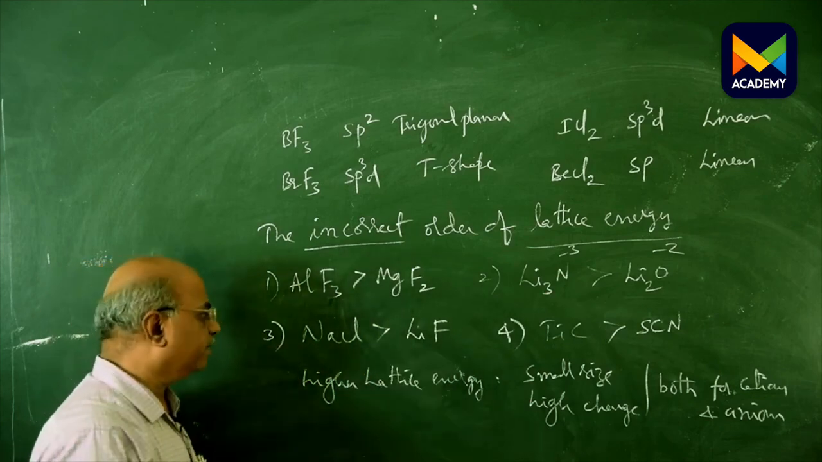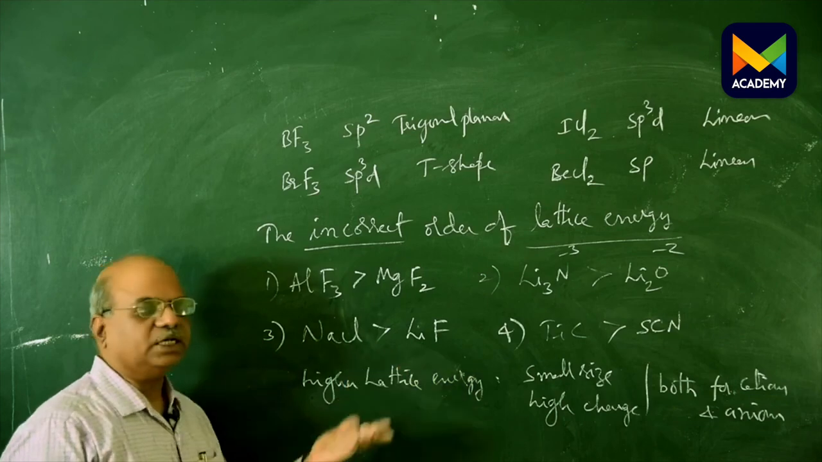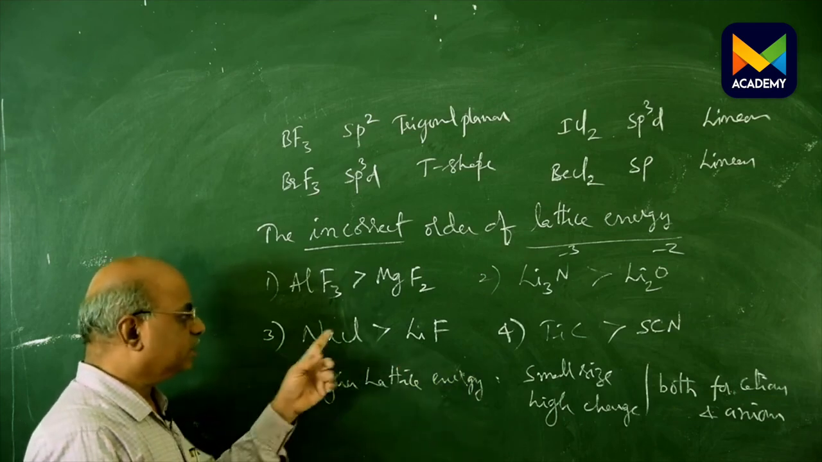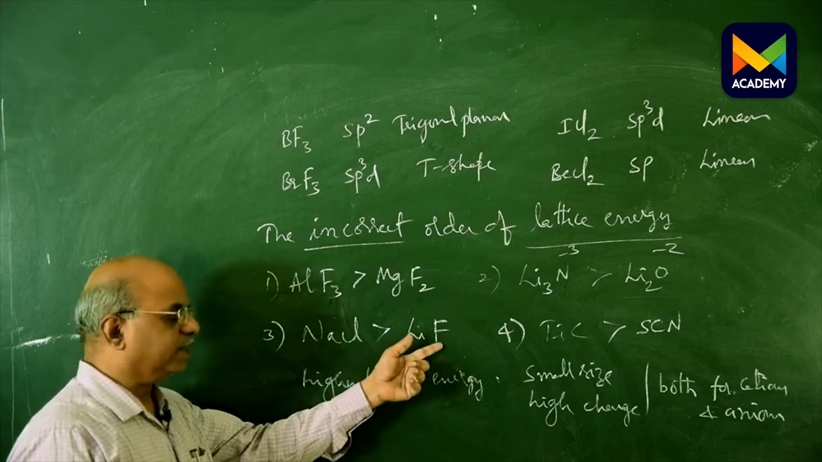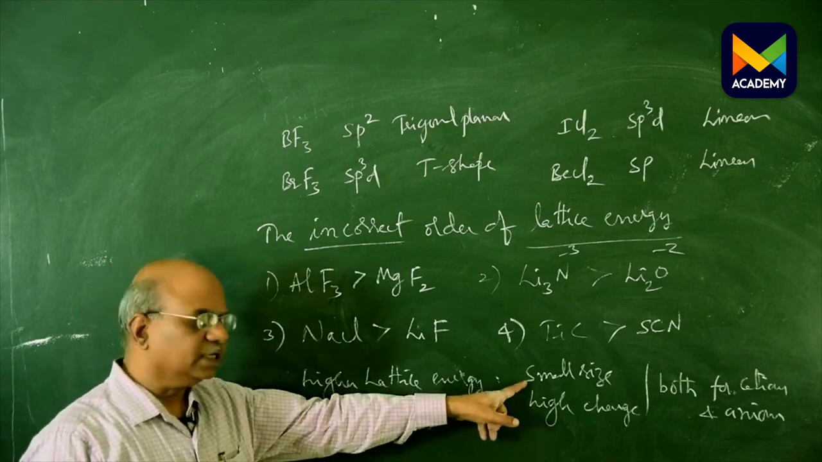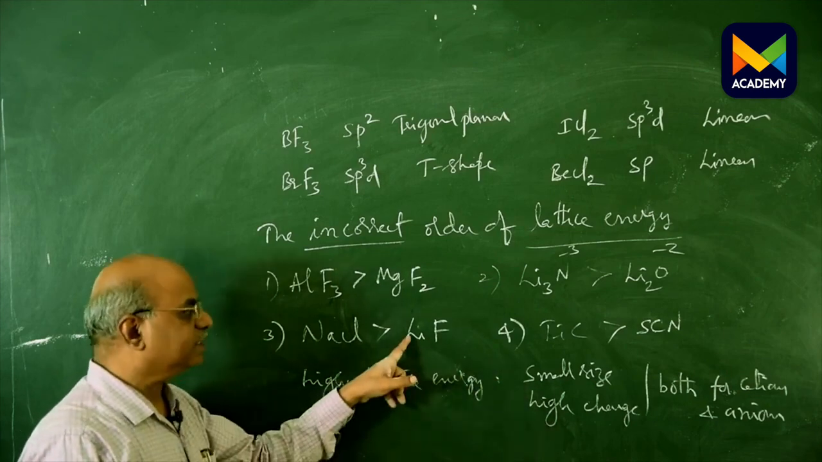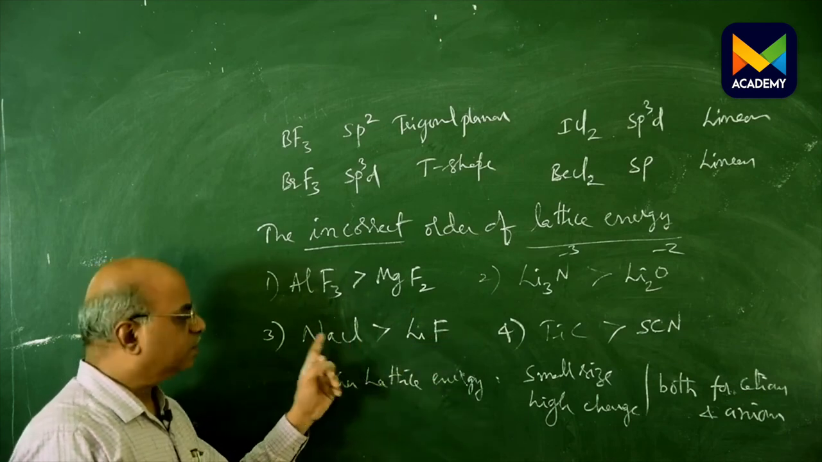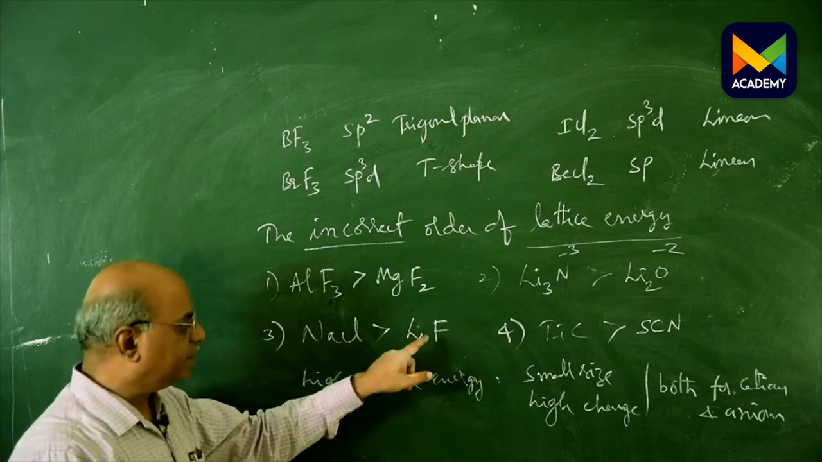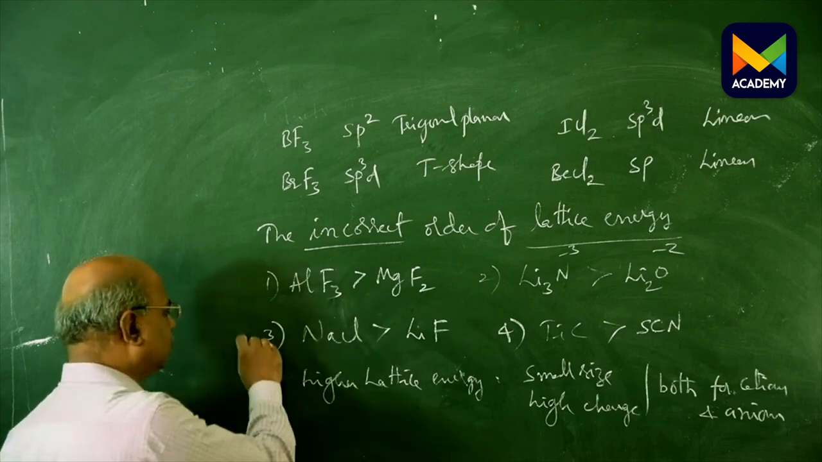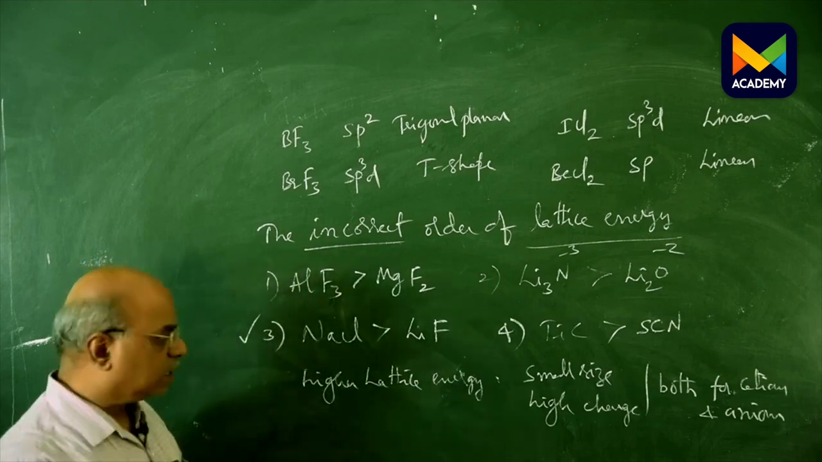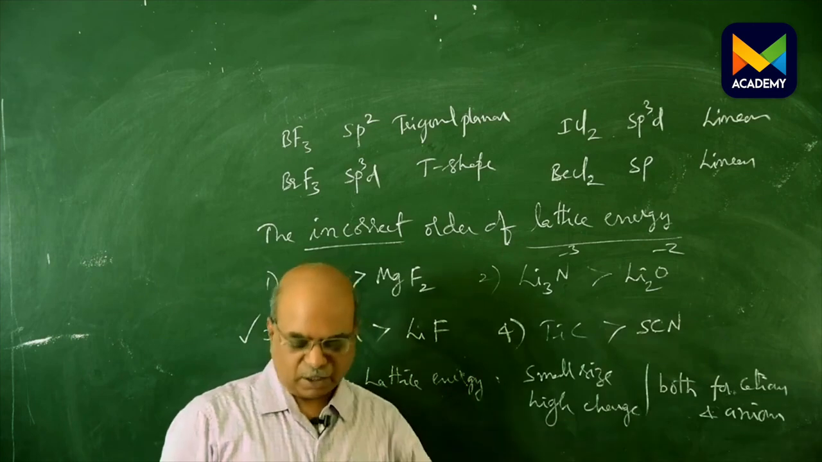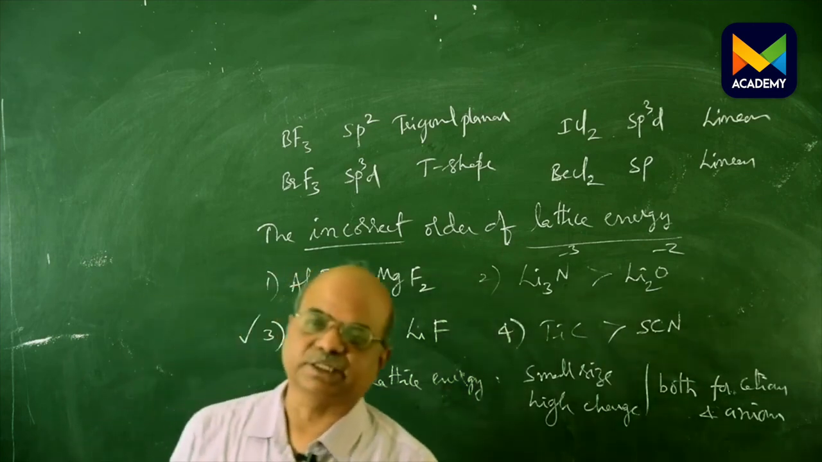Sodium chloride, lithium fluoride. You can see charges in both cases are the same, +1, +1, -1, -1. Therefore we have to rely on the size factor. Lithium is smaller compared to sodium, fluoride is smaller than chloride, therefore this is the incorrect order. In fact, lithium fluoride should have a higher value than sodium chloride, therefore this is the right answer. Last option, SCl is a covalent molecule, you cannot use this concept.